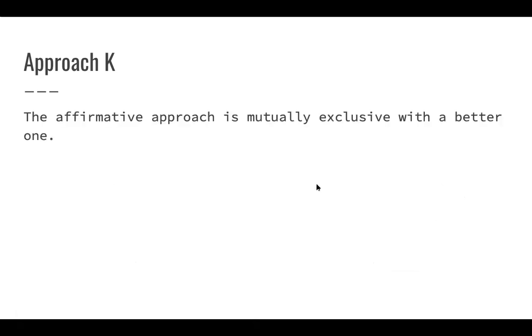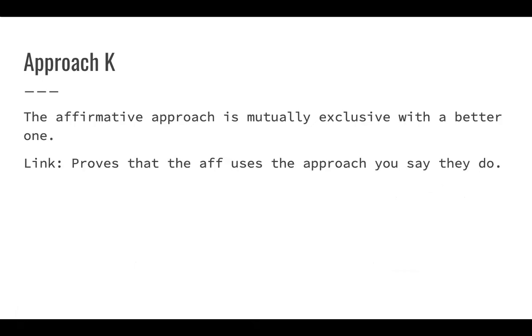The second two types of critiques are much less directly about changing debate itself and more about debating moral and political philosophy slash activism. I mean, it's still often talking about important issues, but it's less concrete in debate itself. An approach K is specifically talking about how the affirmative approach is mutually exclusive with a better one.